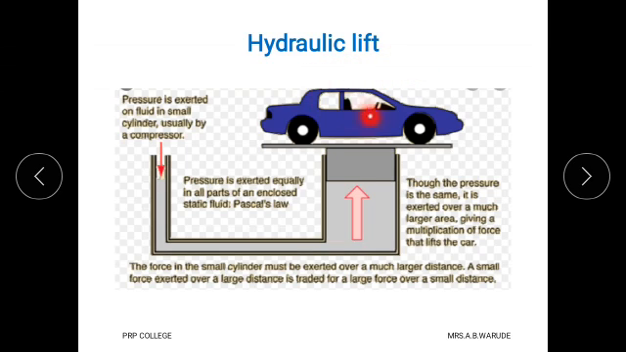Then this is the example of the hydraulic lift. Hydraulic lifts are used in workshops. See here, this car is on the upper part. Here pressure is exerted on liquid in a small cylinder, usually by a compressor. See here, this is the cylinder, and pressure is applied here, and that pressure is transmitted throughout the liquid. Though the pressure is the same, it is exerted over a much larger area, giving a multiplication of force, and that lifts the car.